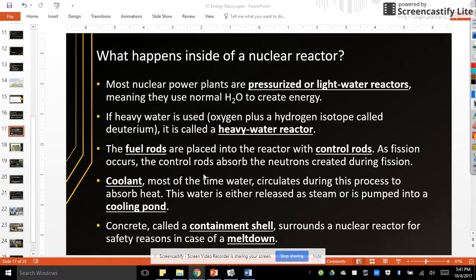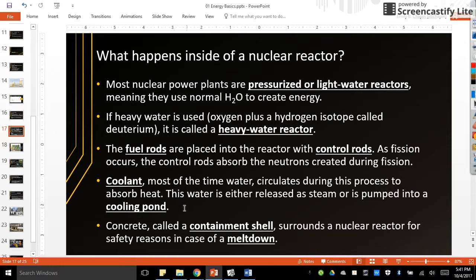Most of the time when we have a nuclear meltdown, it's because of the lack of some sort of coolant. So we're using coolant, which is most of the time water, in order to absorb that excess heat. And after a while, that water is then pumped into something called a cooling pond. All of this is contained in concrete called a containment shell, just in case of a meltdown.